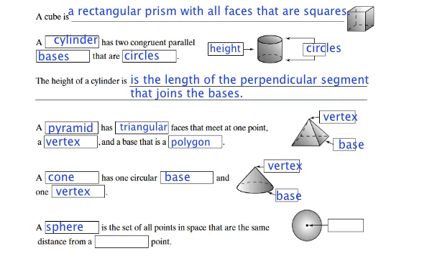A sphere is a set of all points in space that are the same distance from a center point. This is the center of this sphere. Pause the video if you need more time to copy down any of these notes.